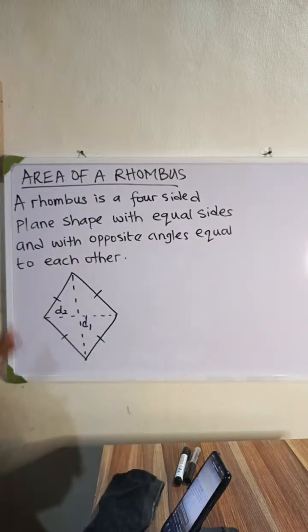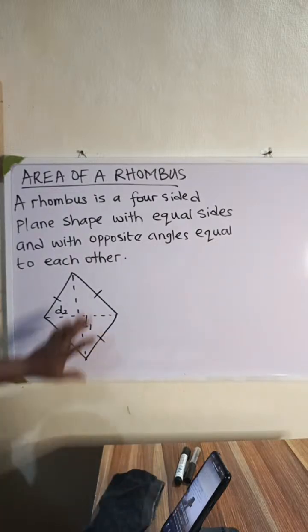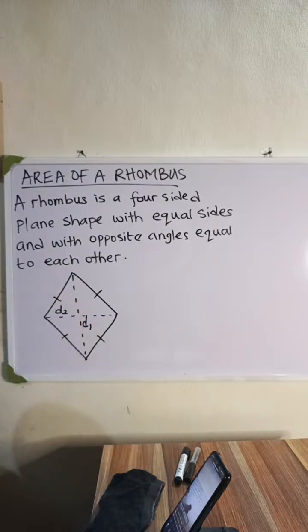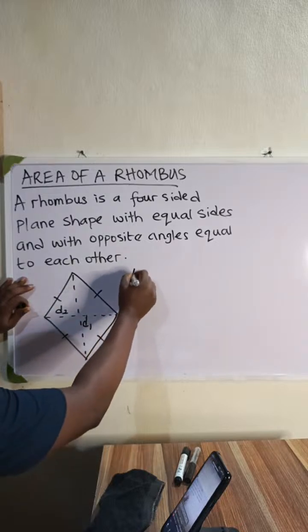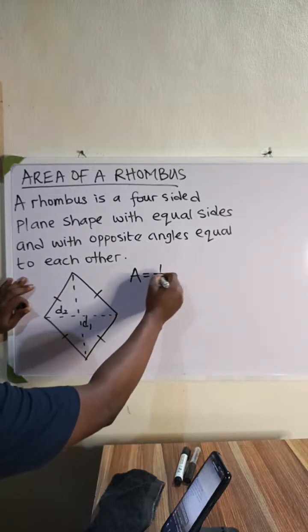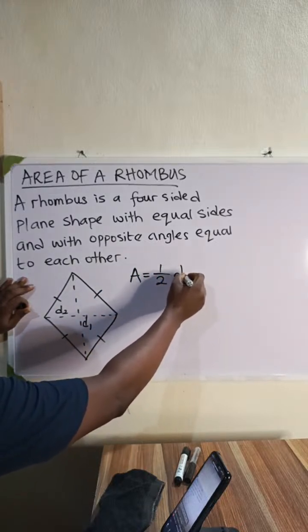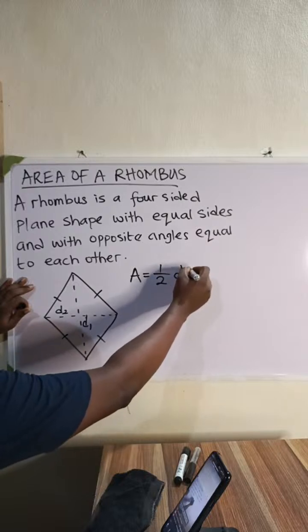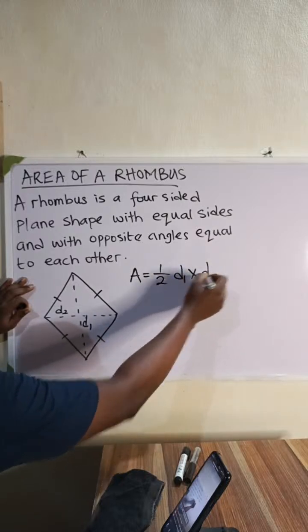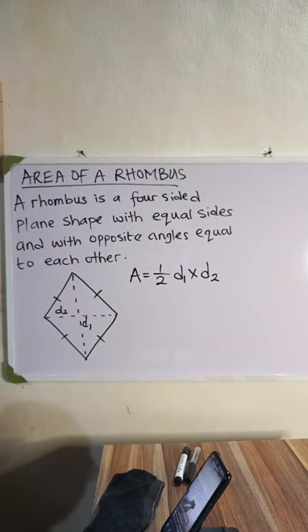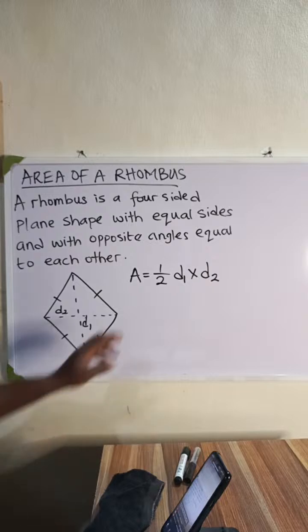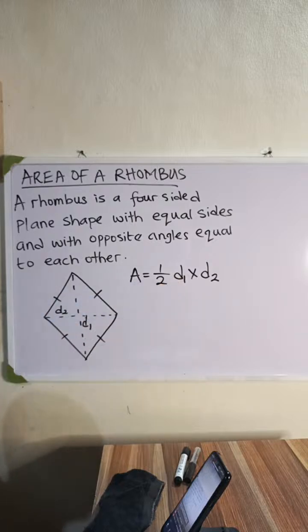So now, how do we calculate the area of a rhombus? The formula is area is equal to half d1 times d2. Half d1 times d2. The formula is half d1 times d2.